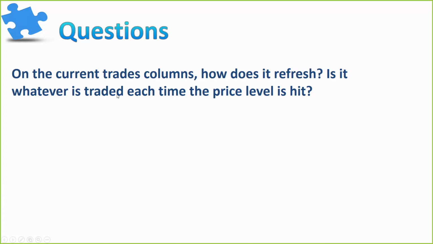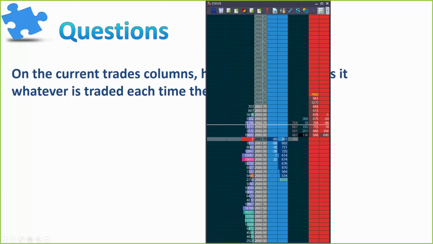The first one is the current trades column. Talk about the depth and sales tool. How does it refresh? Is it whenever it's traded each time a price level is hit? So let's just explain this one. It's actually the easiest question so far. The current trades column is this column here, and it shows me how many sell market orders hit the bid and how many buy market orders hit the offer. The sell market orders are there in pink and the buy market orders there in blue.